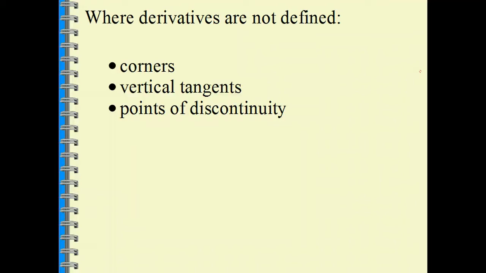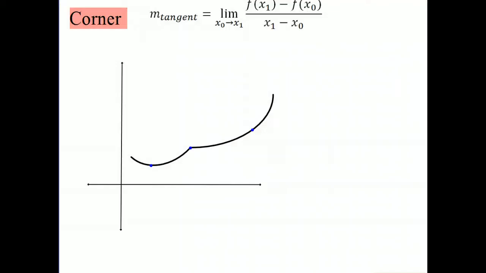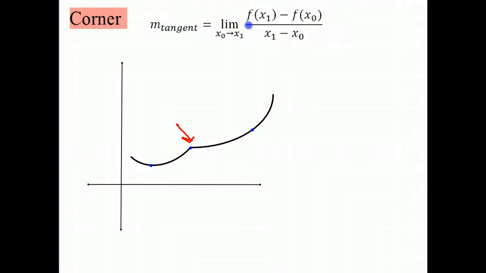We just don't have a defined derivative at these three spots. So let's look at a graph that has a corner first. Right here we have a corner at that spot, and notice, go back to when we first talked about the slope of our tangent line. That's simply the limit of the slope of the secant line.